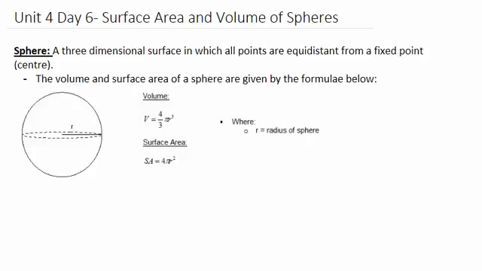So a sphere is a three-dimensional surface in which all points are equidistant from a fixed point or a center. And the volume and surface area of a sphere are given by the formulas below. So the volume of a sphere is equal to 4/3 pi r cubed, and the surface area is equal to 4 pi r squared, and r is equal to the radius of the sphere. So we'll use these formulas now to do some examples.